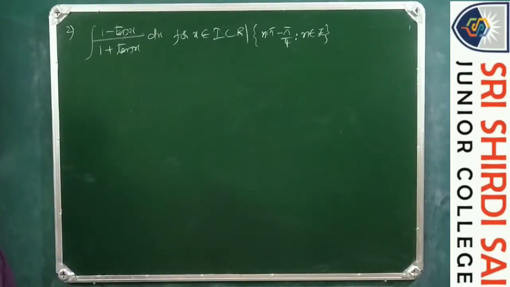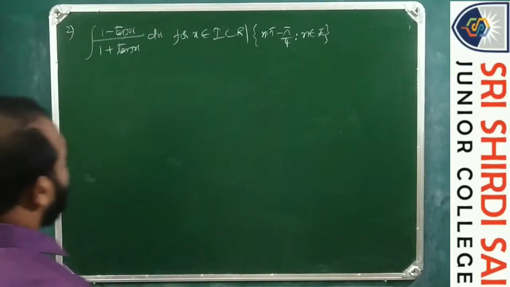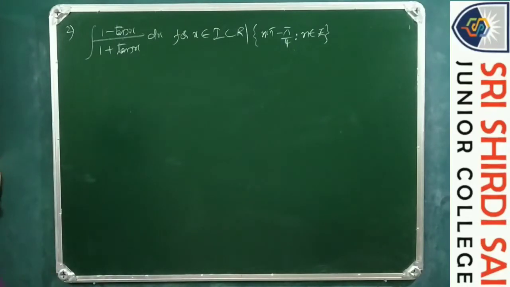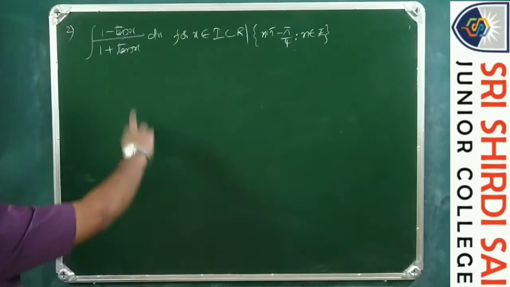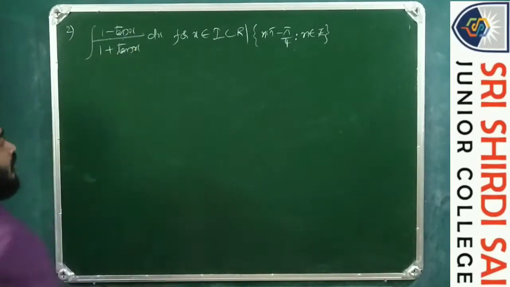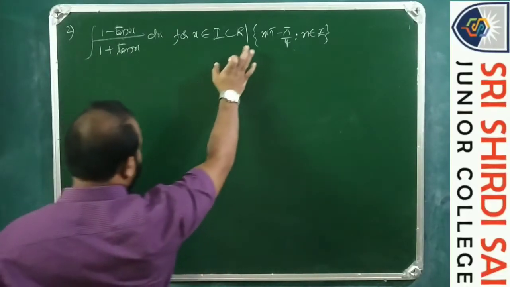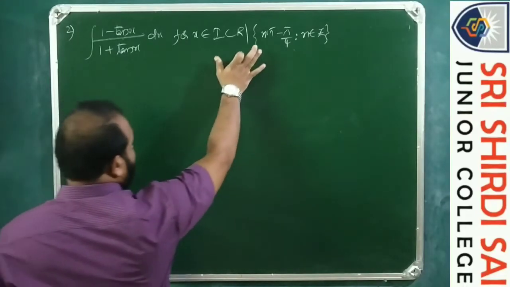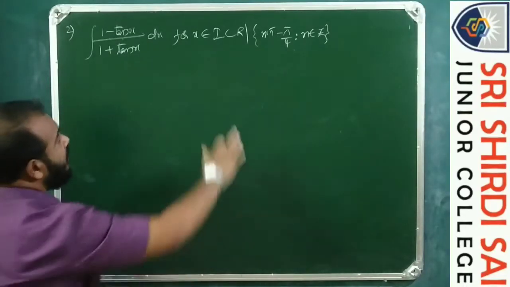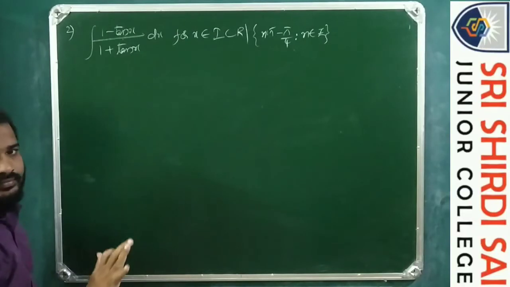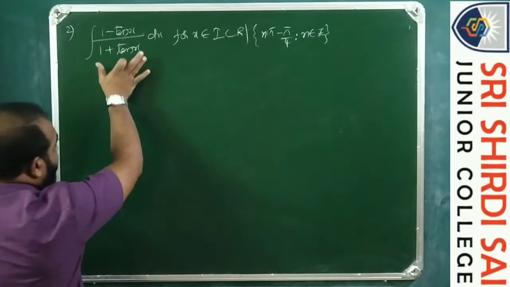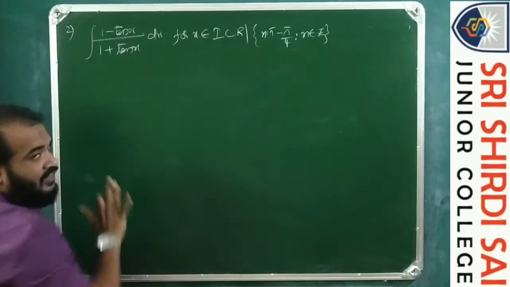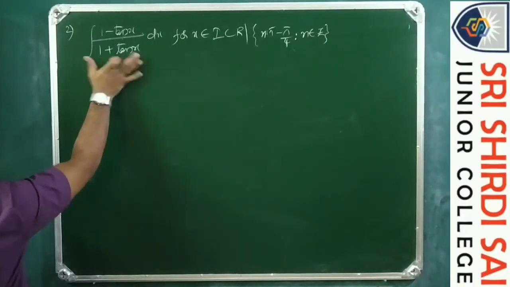Now integral (1 minus tan x) by (1 plus tan x) dx, for x belonging to I, a subset of R, and x not equal to pi by 4 minus n pi, n belongs to Z. So this is not defined if 1 plus tan x equals 0. So this is the condition where it is defined. That's the only thing that is mentioned here, but it has nothing to do with this problem. Actually this condition is just where it is defined, that's it. So we need to concentrate on this only.